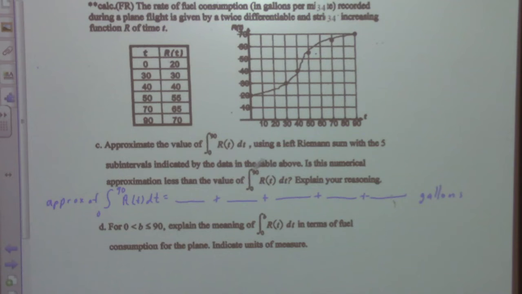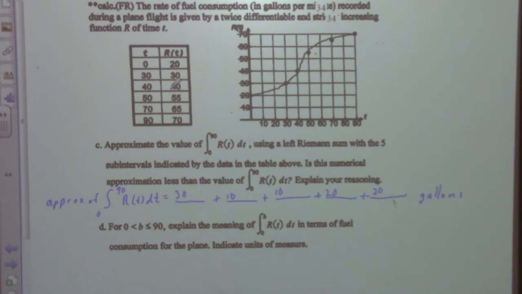All right, and so now we say, okay, here are the 5 things we have. The rectangles are going to be, this first one's going to be a width of 30, right? And the next one's going to be 10 width. And the next one's going to be another 10, right? And then this next one's going to be 20, and 20, and then 10. Now it says left Riemann sum, right?